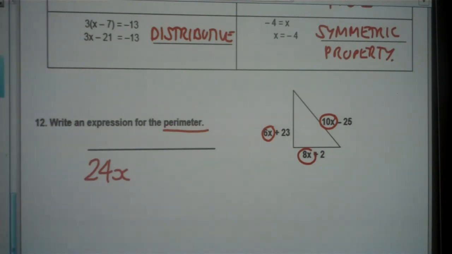So make sure you take a good look through these questions. The test is going to look very similar to this, and then hopefully you can be successful when you come to do your first unit test.